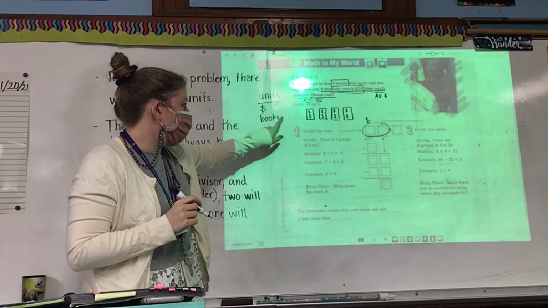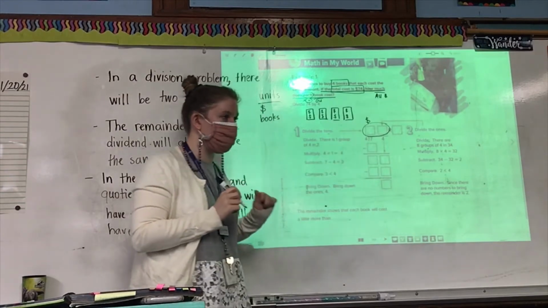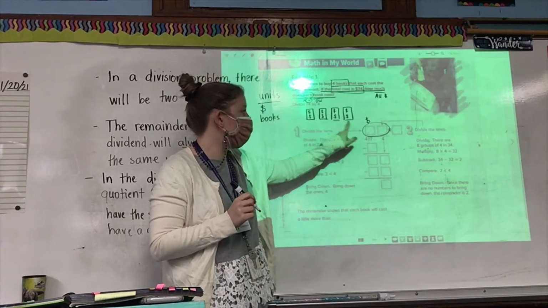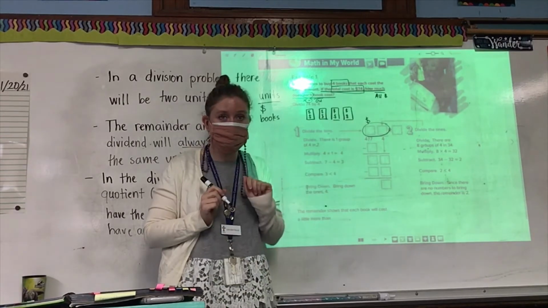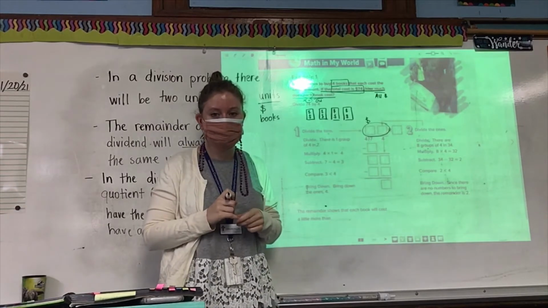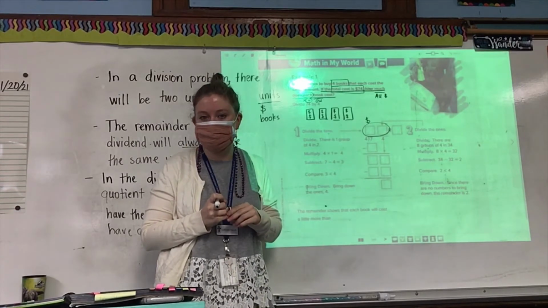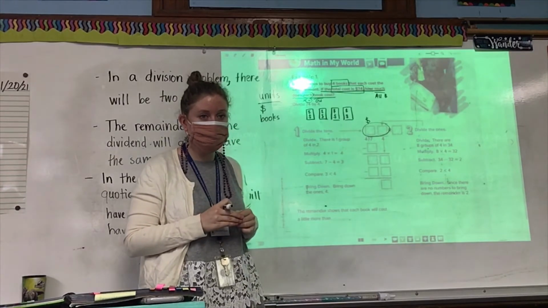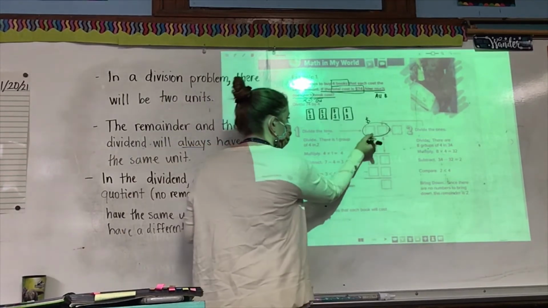So now we know what each of these pieces means. The divisor, the groups that each have some money in them, is what unit? The divisor is what unit? Our divisor means what? Cullen? How many books? How many books?